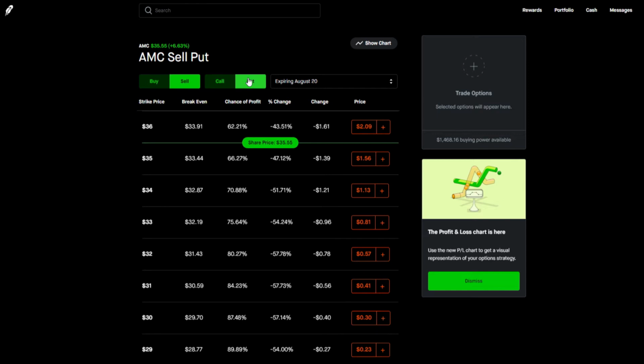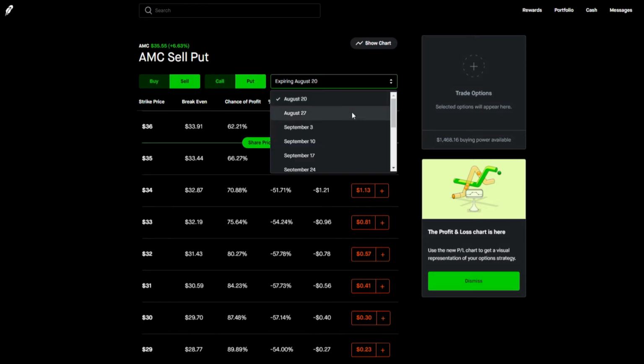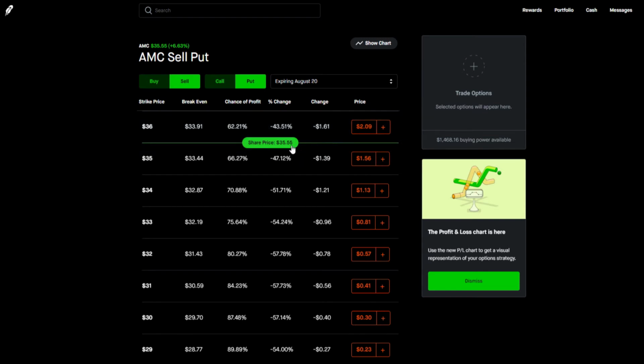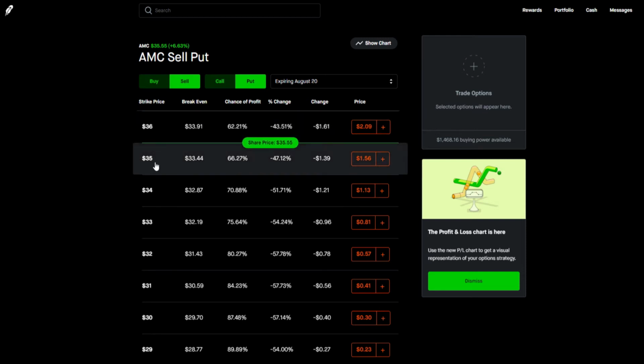So we have it set to sell puts. We can see the expiration date of the contract here, the current share price, the strike price, and then the cost of the contract per share. So let's say we wanted to buy this contract here that has a strike price of $35, which is the price per share we are saying we want to buy it at. And the cost per share of the contract is $1.56. Since there are 100 shares per contract, the total premium we will earn for selling this contract is $156.